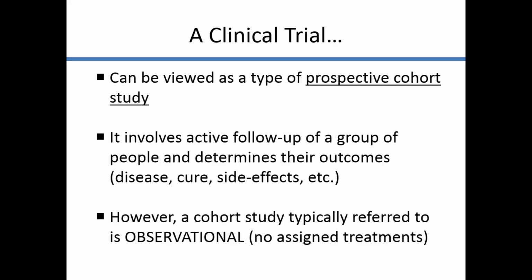A clinical trial can be viewed as a type of prospective cohort study, which we'll talk about next. It involves active follow-up of a group of people and determines their outcomes. Again, exposure, follow them up to see what happens. That forward directionality is very important. It makes it a cohort study. It's intuitive. We start with an exposure and we go forward in time and see what happens. So we record the exposure before we record the outcome. That is a cohort design. It's prospective in nature.